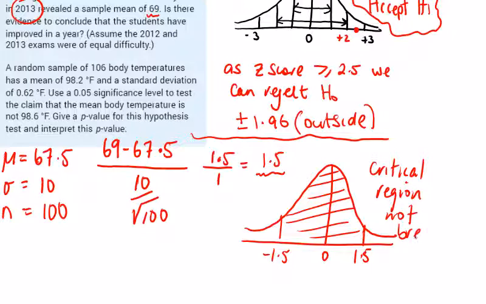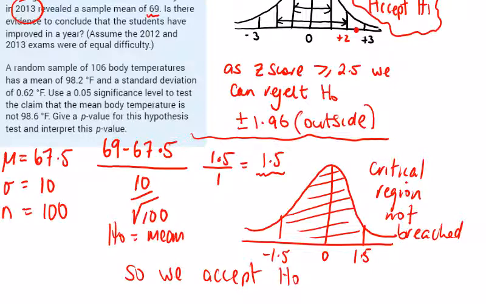Just another way to write it. So we accept H0. So what is H0? Let's go back and write it. H0: mean unchanged. And from doing a sample of 100 and getting an average pretty close to 69, we can say that that is correct. We're going to accept H0.